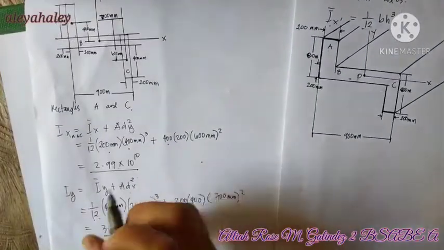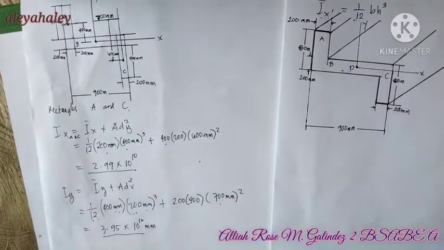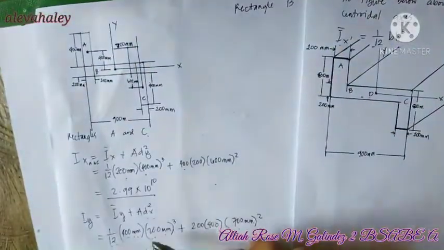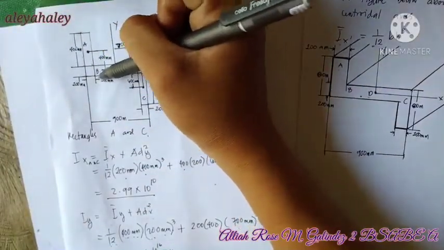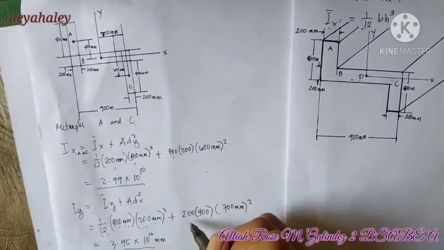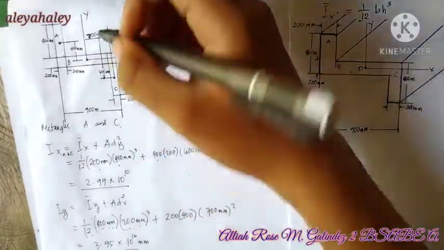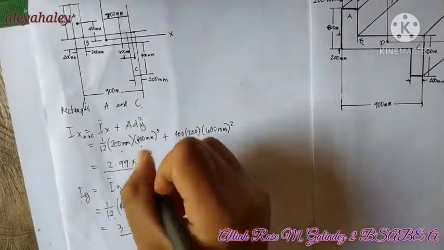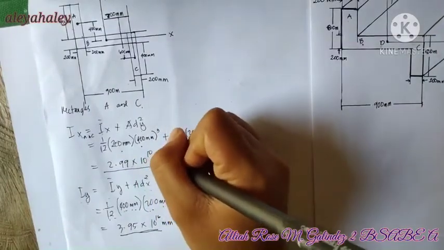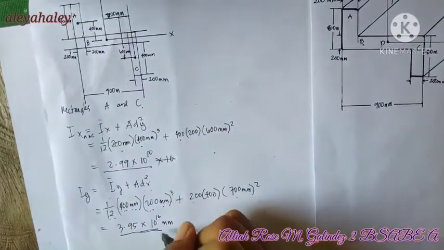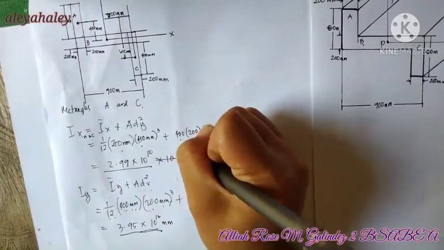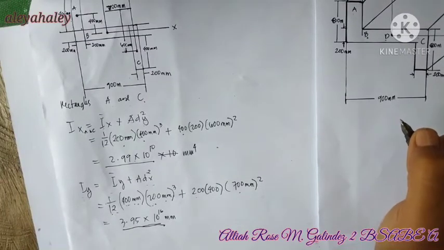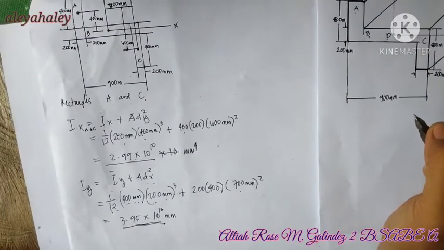So next we're going to solve for the moment of inertia along the y. We have this formula. 1 over 12 times the base, which is 400 millimeters, and the height, which is 200 millimeters cubed, plus the area 200 times 400 times 700 millimeters squared. So we have this result 3.95 times 10 millimeters to the fourth.